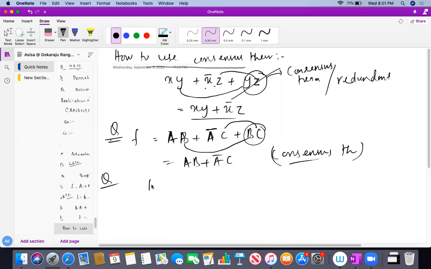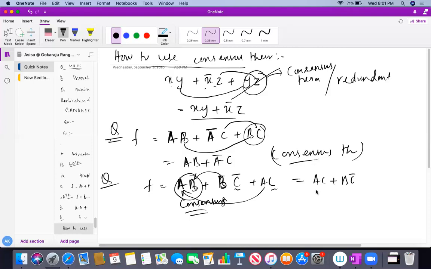So next question, F is AB, B C bar or AC. Okay, if the question is like this, what can you do? Very simple, you see. Let's say this is my question. C and C bar are opposite here. A and B is present in the third term. So this term becomes the consensus term now. So you need to know where you can use it actually. Okay, so finally, what is the simplified version? AC, B C bar. Okay. So you need to find out the consensus term here, nothing else. Okay, this is the way you can use consensus theorem.